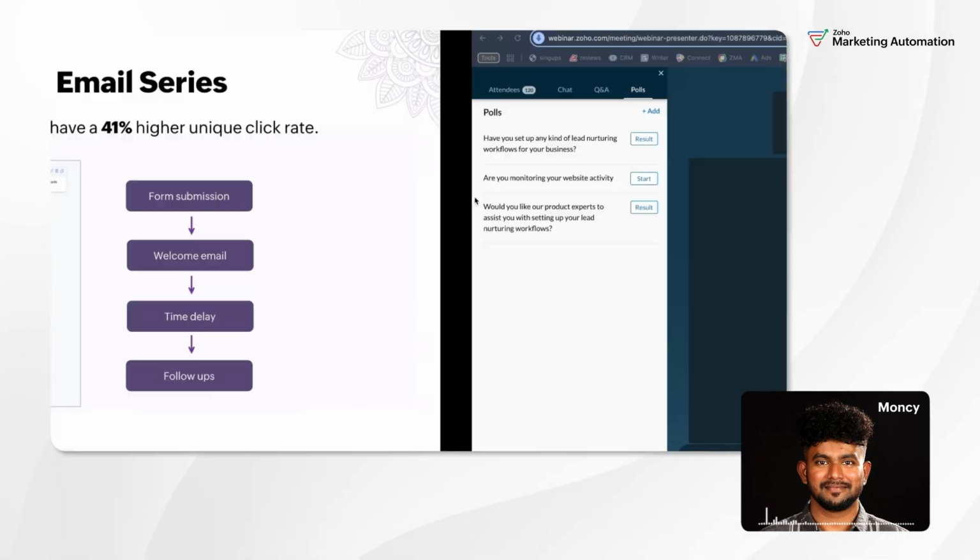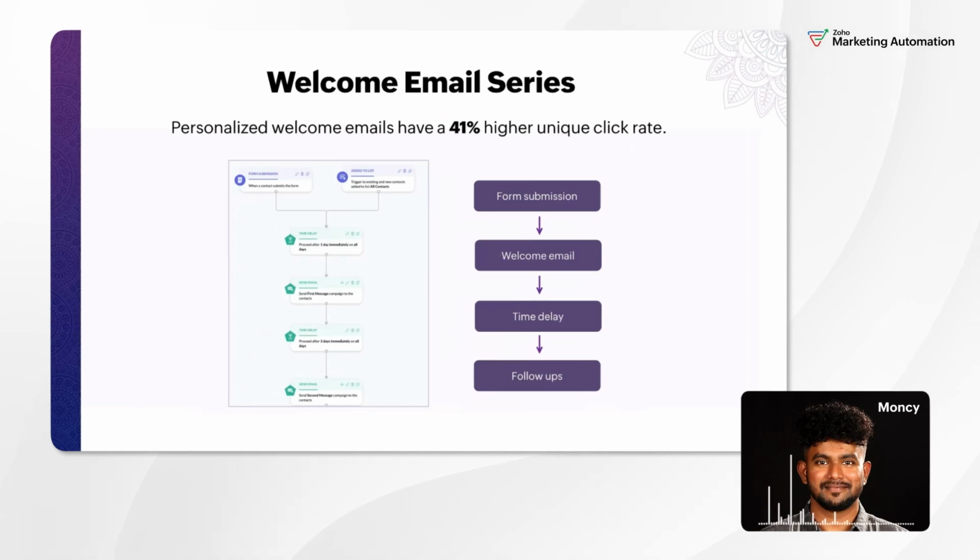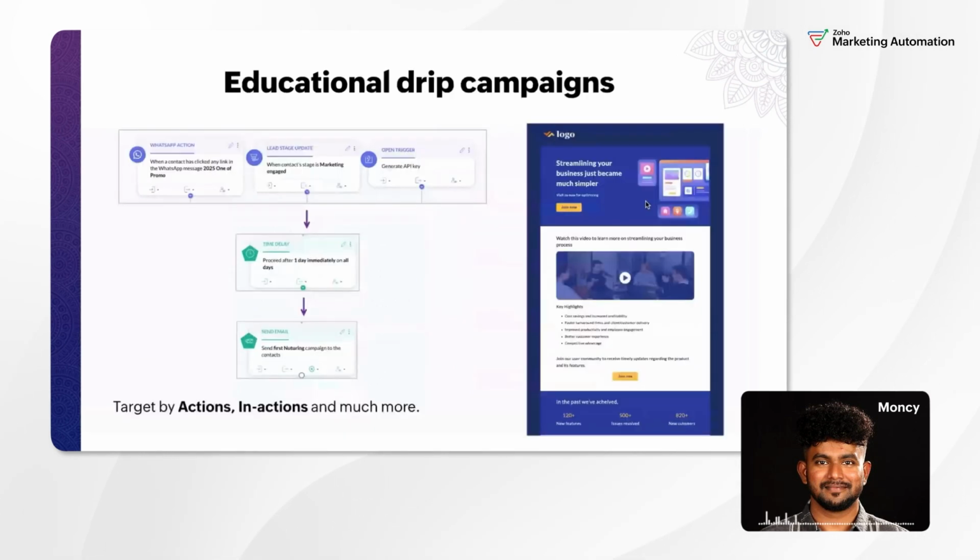And then let's talk about the next set of workflows, which is the educational drip campaign. So the educational drip campaign is the core of any lead nurturing activity, right? So basically what drip campaigns do is, based on certain actions or the actions which the leads haven't taken, you can trigger a set of campaigns. These campaigns can be email, SMS or WhatsApp.